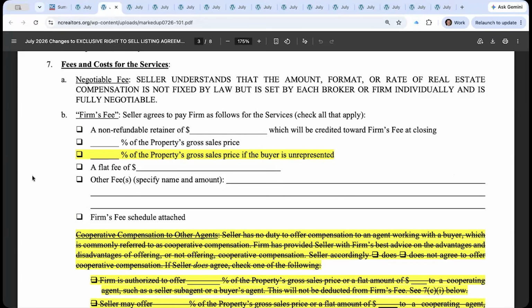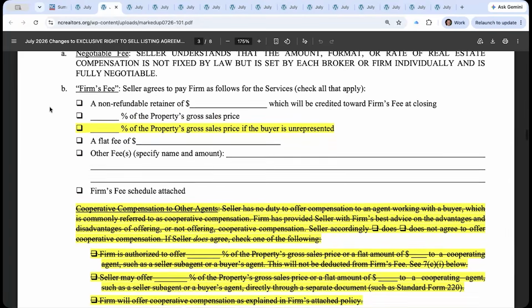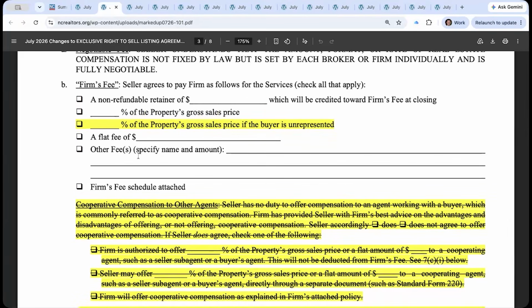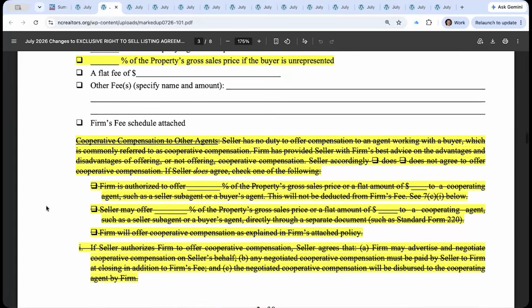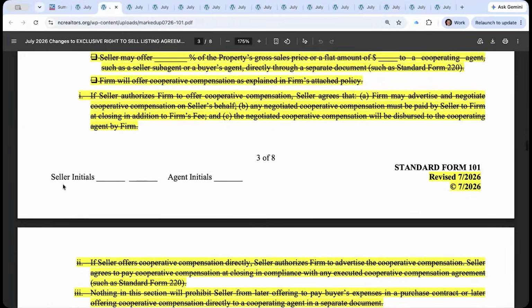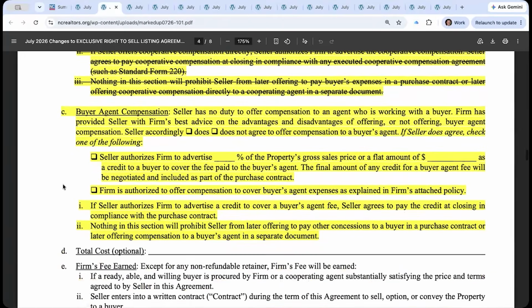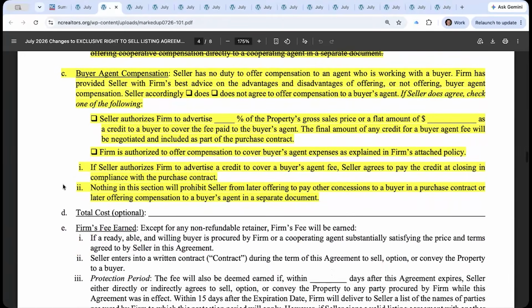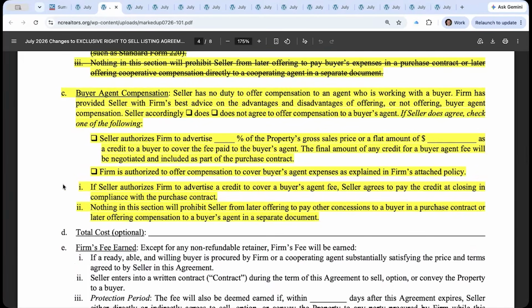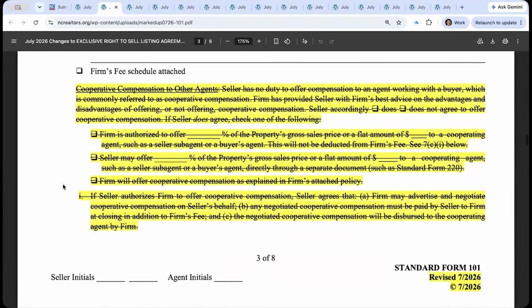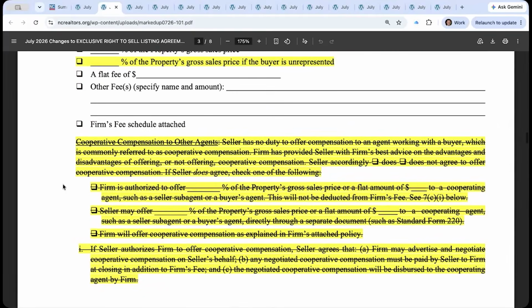So you can see here in paragraph 7, first of all, you've got a change here in the checkbox. Now you've got an option for an unrepresented buyer and to negotiate with the seller what your compensation will be in that context, because unrepresented buyers can be off the chain, man. So you can negotiate that with their seller and talk to them about some of the issues that come along with that context.